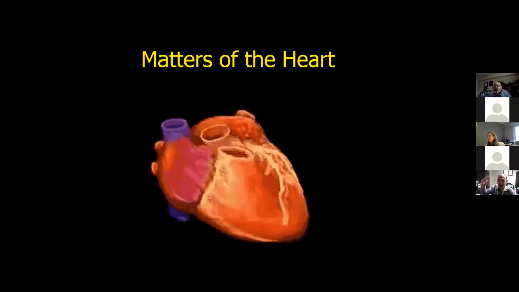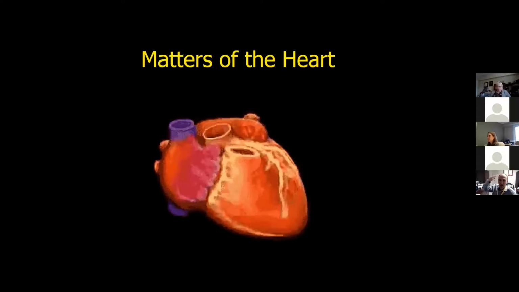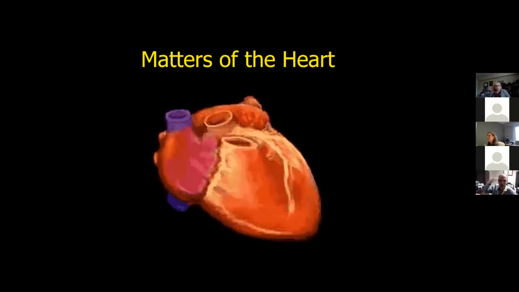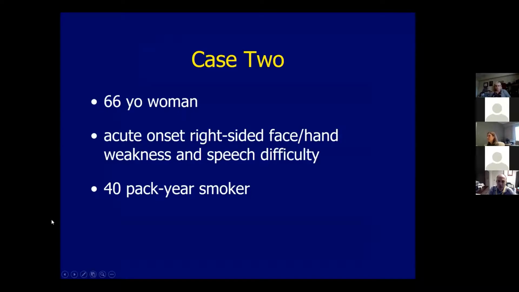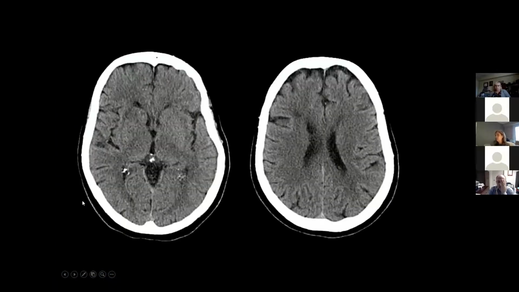So we're moving down again from the head to the heart. We've talked about brain imaging. We've talked about vessel imaging, both intracranially and extracranially, CT and carotid ultrasound extracranially, and now we're moving to the actual heart. And so I'll share with you another case. This is a 66-year-old woman who developed right-sided weakness and speech difficulty. She's a smoker. And then here's her initial CAT scan.